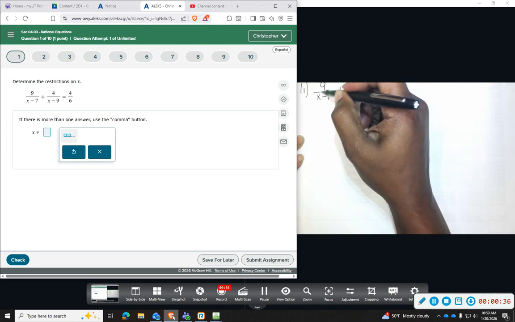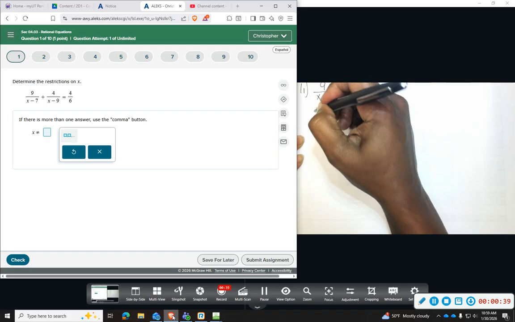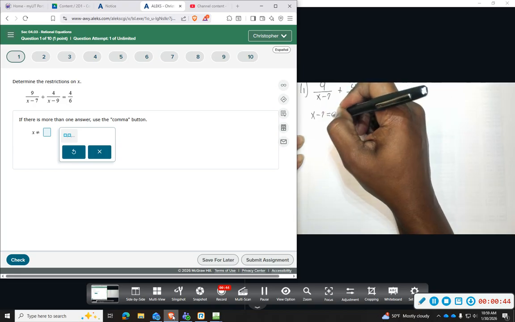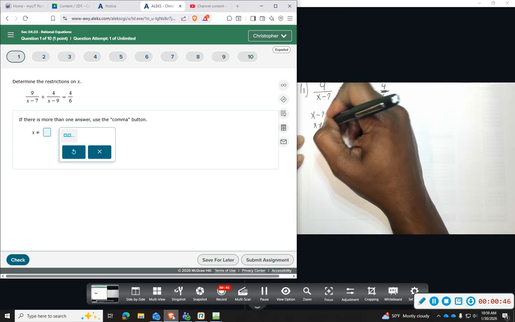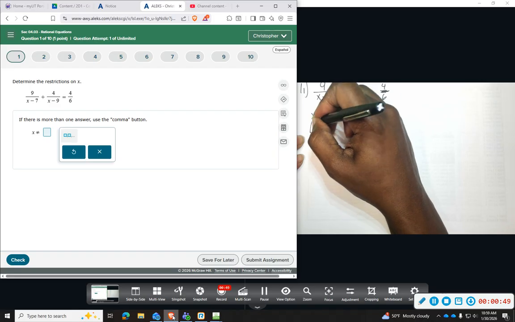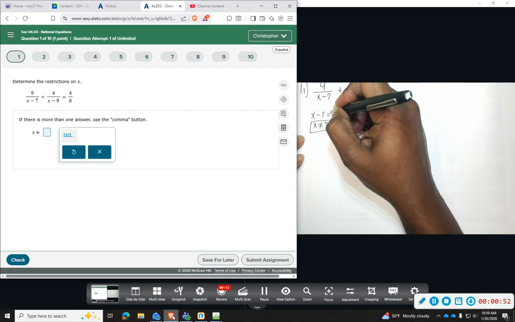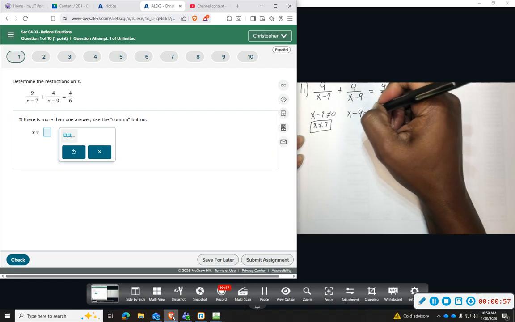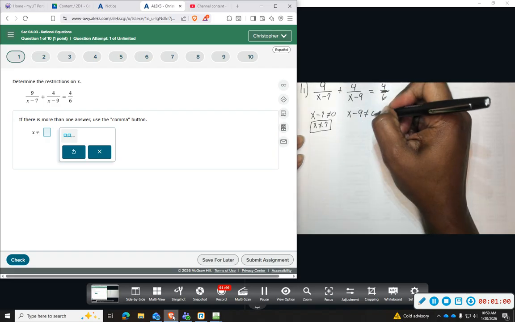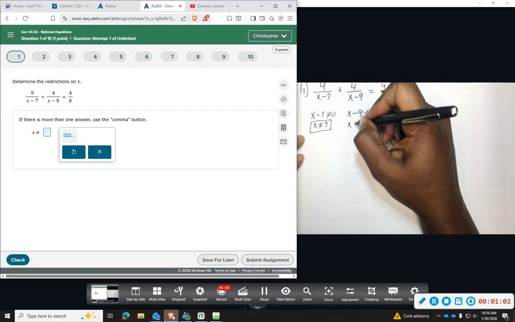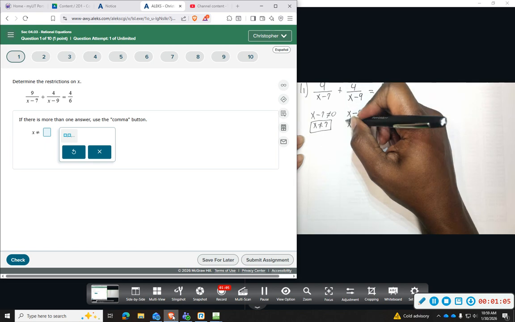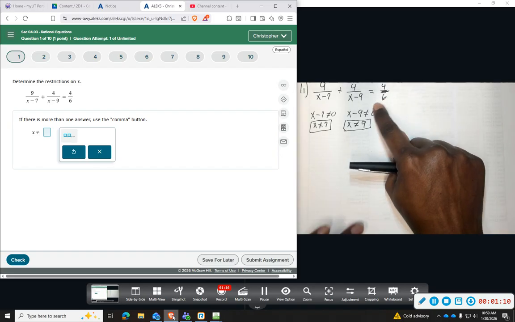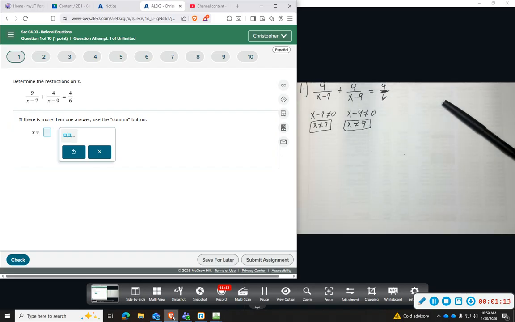Okay, so the denominator here is x minus 7. So I would take x minus 7, set it equal to 0, and solve. By adding 7, we get that x cannot be equal to 7. I should say, set the denominator not equal to 0. So the denominator cannot be 0, and that lets us know that x cannot be 7. There's no variable in the bottom over here, so there's no restriction. 6 will just be 6.